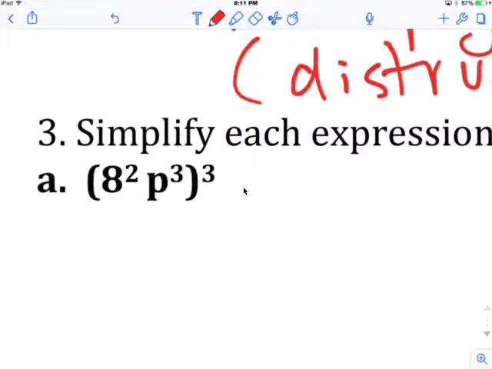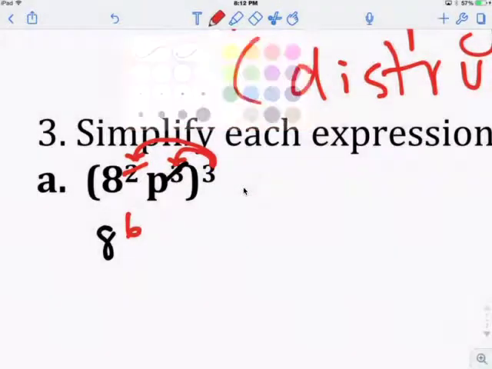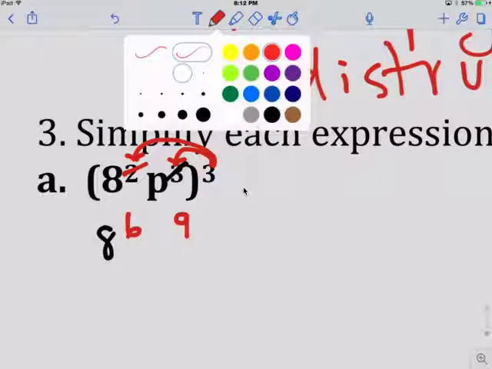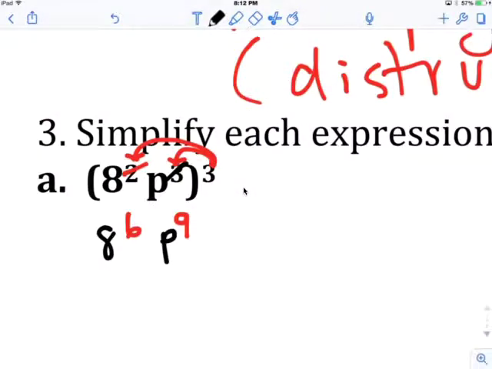Distribute exponent to exponent. Distribute the exponent to the other exponent. There's 2 exponents inside, distribute to both. This 2 becomes a 6. The base stays the same. This 3 becomes a 9. The base stays the same. Okay?